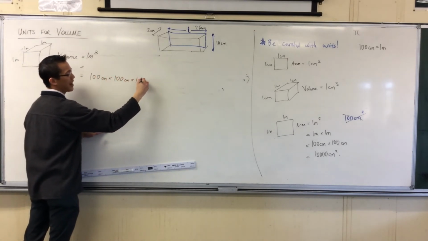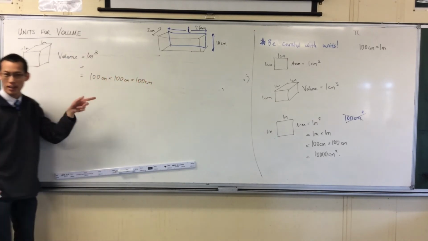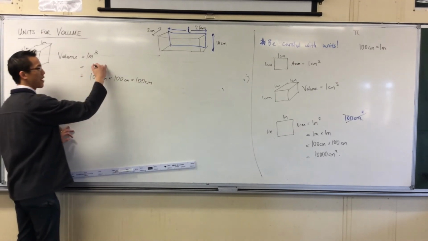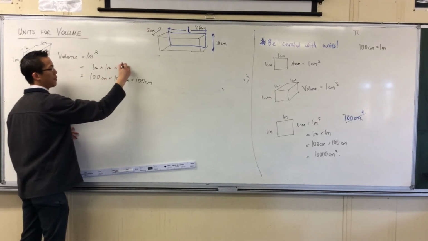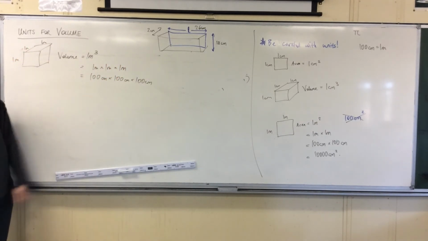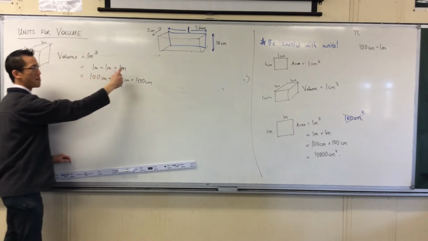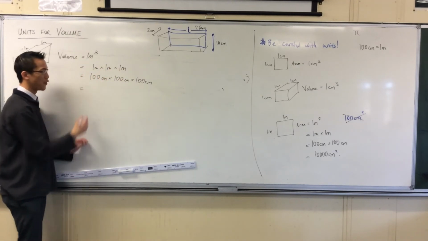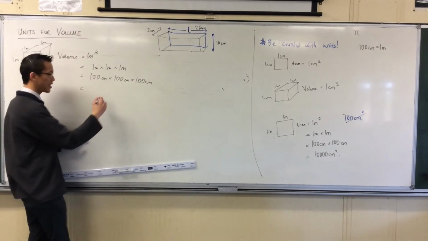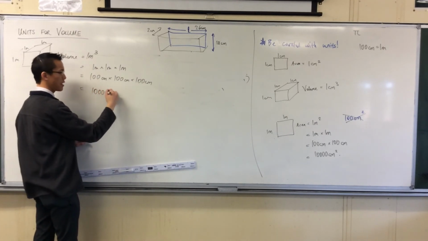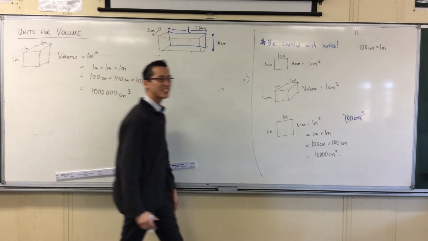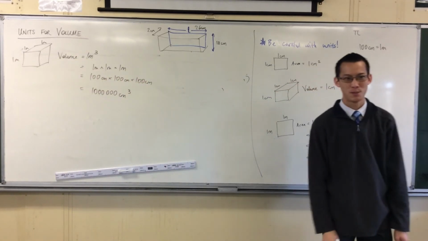I'm going to put 1 line extra before that, because where did these 3 100s come from? Yeah, good. They came from a meter by a meter by a meter. You can even see where the 3 meters are: an up and down, a left and right, and a back and forth. So how many zeros do I have? I've got 6 zeros, 1, 2, 3, 4, 5, 6. That's 1,000,000 cubic centimeters. That's a lot.